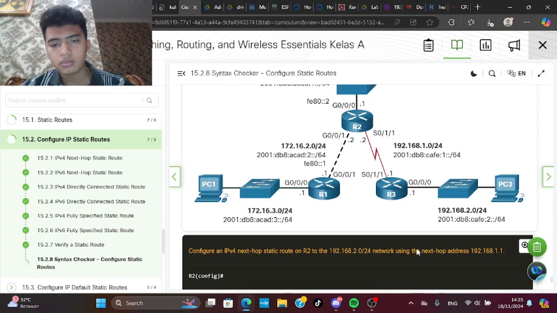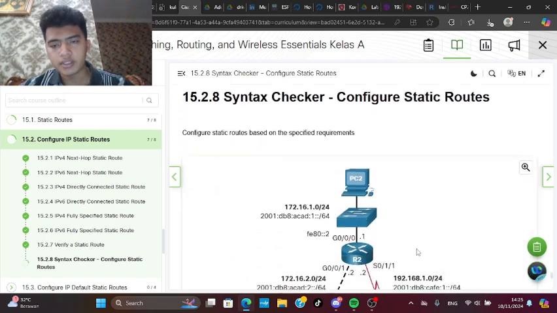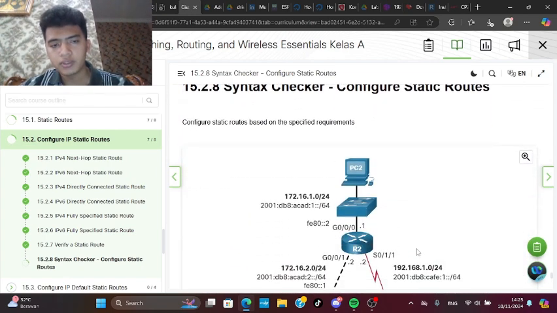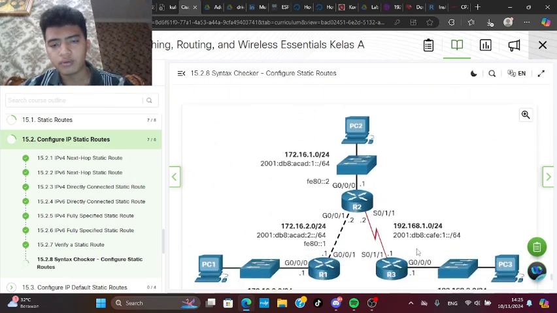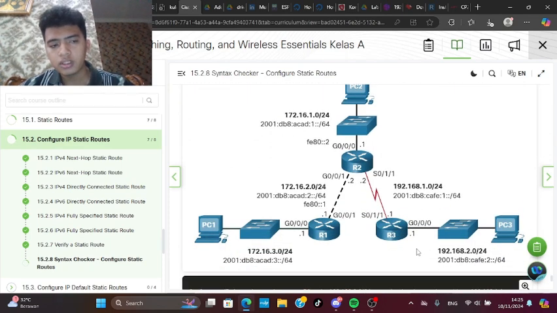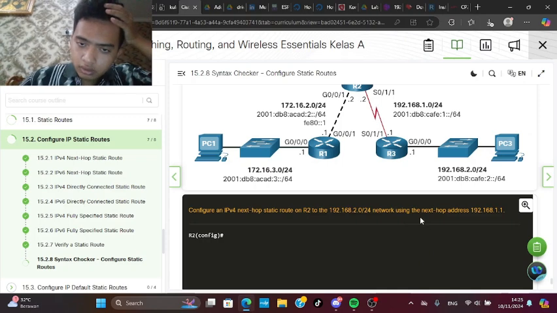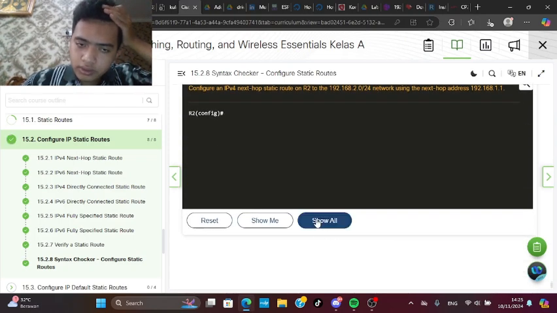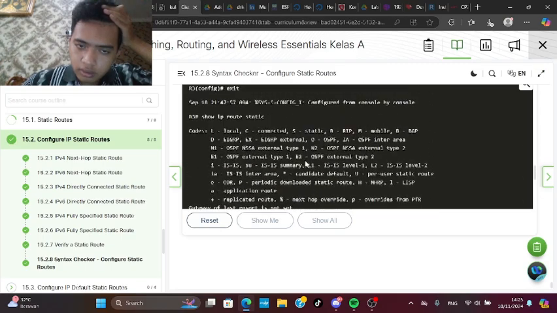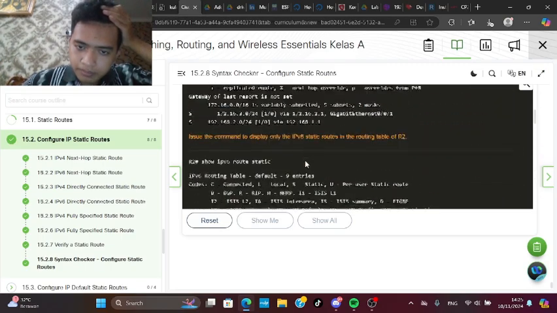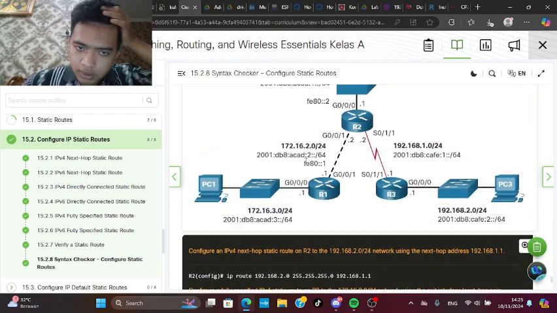Okay, we continue. This is a syntax checker. Configure static routes based on the specified requirements. I guess this is the directly connected static routes. We must add... Oh yeah, we must. Sorry, sir. We're just going to show all, and we can see it's kind of the same.